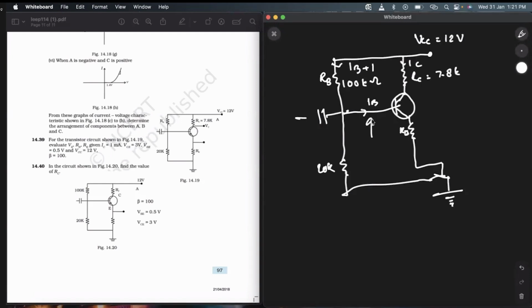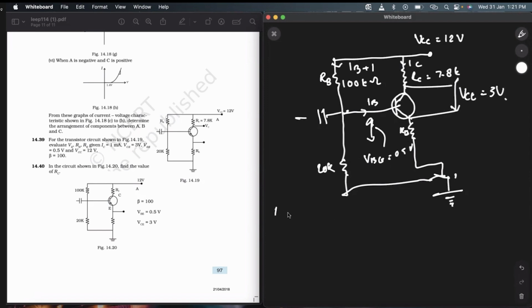ये जो ड्रॉप है यहाँ पे उसको मैं कहूंगा VBE जो कि दिया हुआ है 0.5 वोल्ट. रेजिस्टेंस दिया हुआ है 20 किलो. यहाँ की रेजिस्टेंस दी हुई है. यहाँ पे VC और IC इन दोनों के बीच का जो पोटेंशियल डिफरेंस VCE है वो है 3 वोल्ट. तो सारी चीजें हो गई.